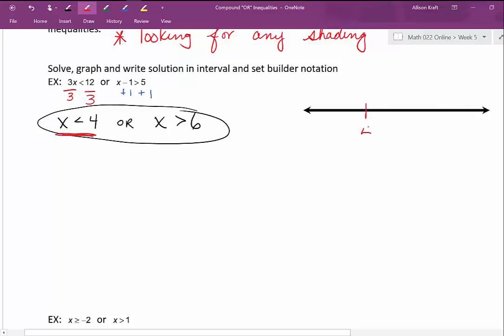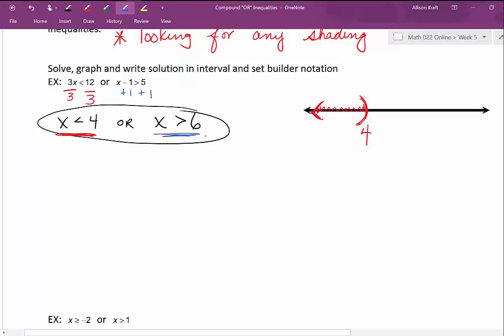Find 4 on the number line. X is less than 4. Less than, we shade to the left. Since it's a strict inequality, we want to use a parenthesis at 4 to indicate that we're not including it.